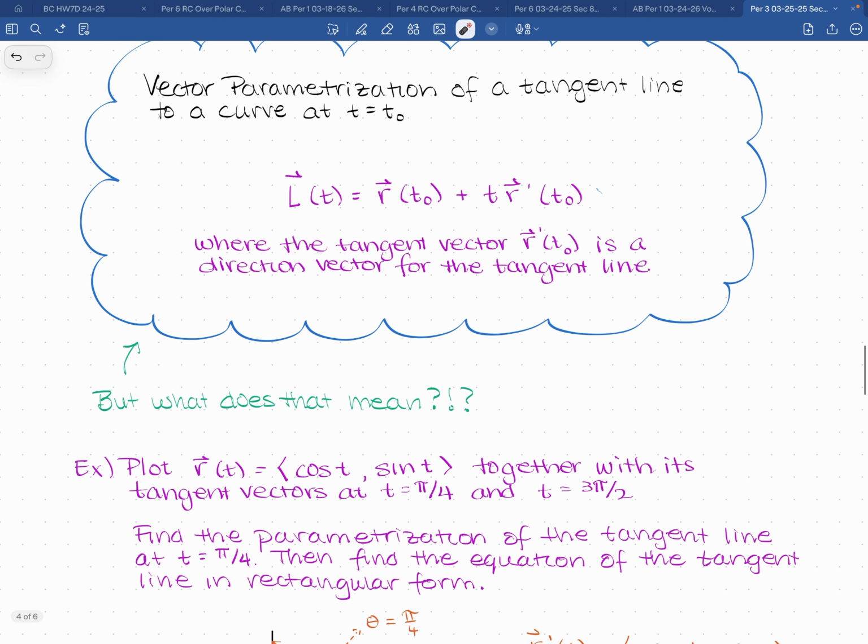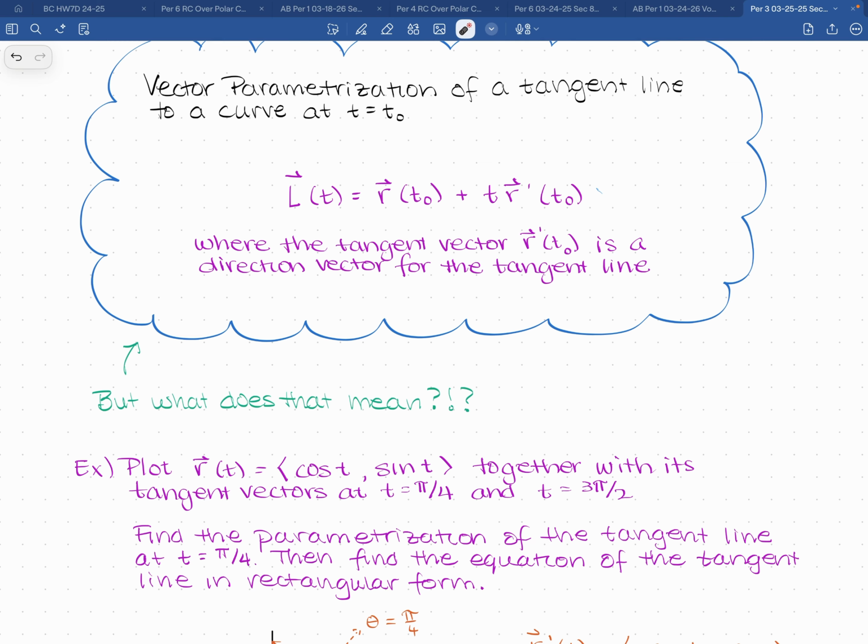So, vector parameterization of a tangent line to a curve at t equals t naught at some given t. What does this mean, vector parameterization? I mean, it says right here that it is this, where the tangent vector r prime of t naught is a direction vector for the tangent line. It's a bunch of words, but what does it mean?